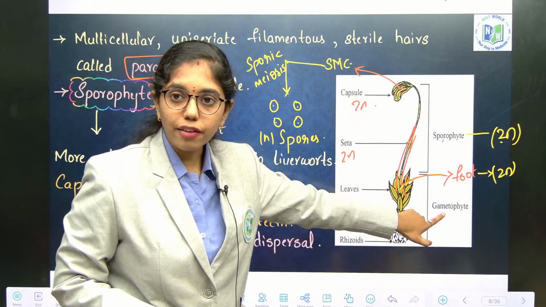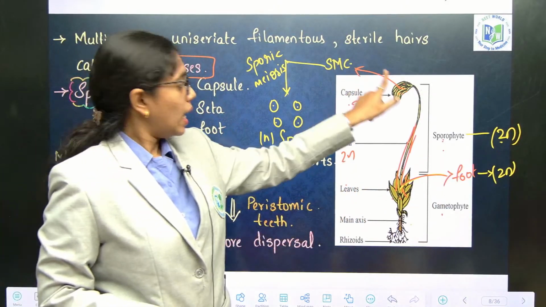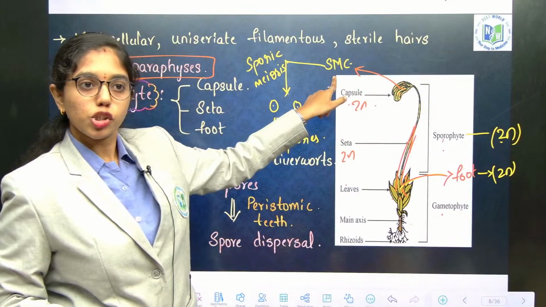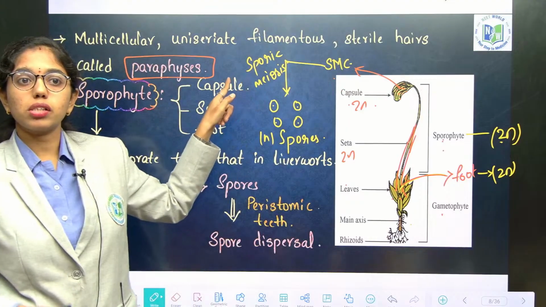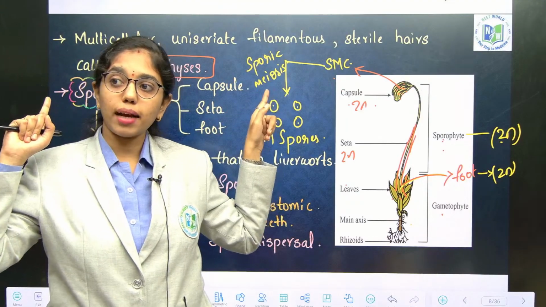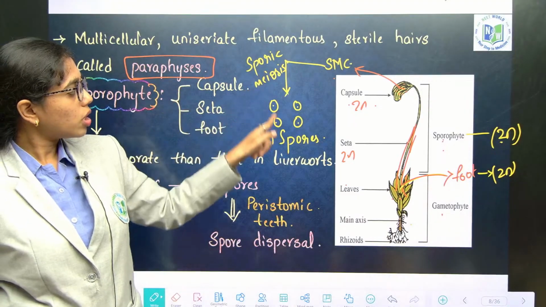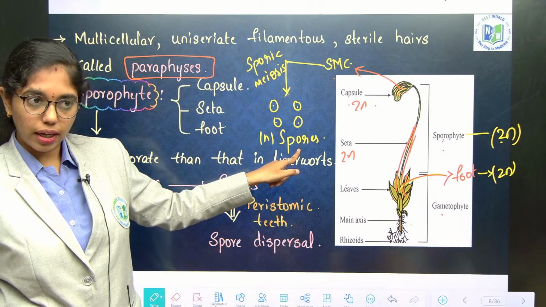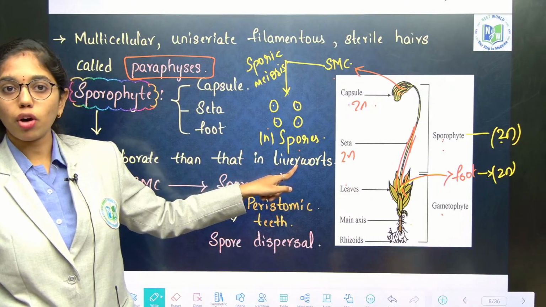In Funaria, if you see, the sporophyte has 3 structures: foot, seta and capsule. Inside the capsule you have what? Spore mother cells, which undergo what meiosis? Sporic meiosis. If you remember in algae, what type of meiosis takes place? Zygotic meiosis. Sporic meiosis involves the reductional division and 4 haploid spores are formed.